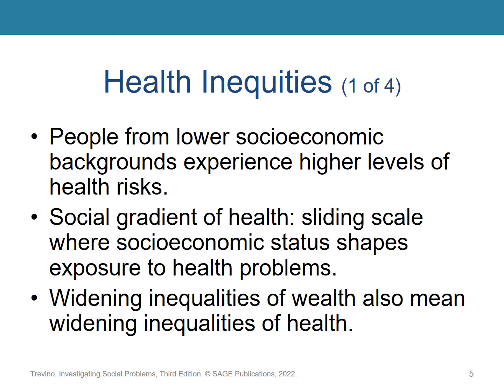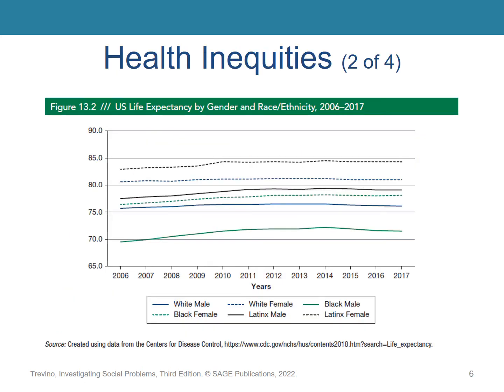Health inequalities. People from lower socioeconomic backgrounds experience higher levels of health risk. The social gradient of health is the sliding scale where socioeconomic status shapes exposure to health problems. Widening inequalities of wealth also means widening inequalities of health. So this is figure 13.2, U.S. life expectancy by gender and race, 2016 to 2017. As you can see, individuals of color here, black and brown people, have a much lower life expectancy than their white counterparts.